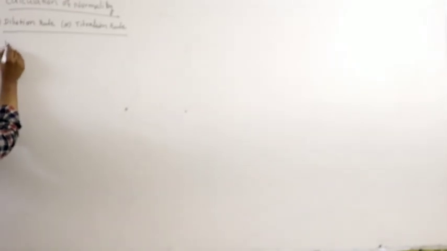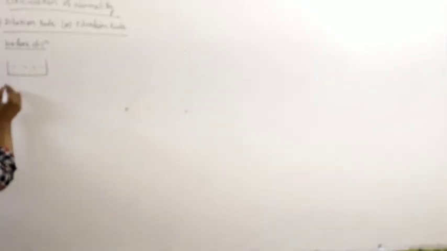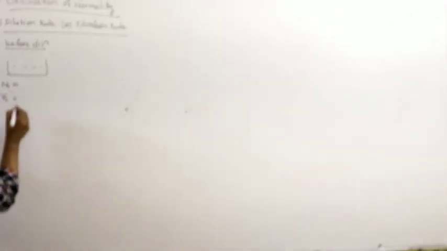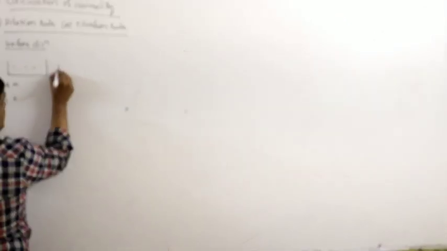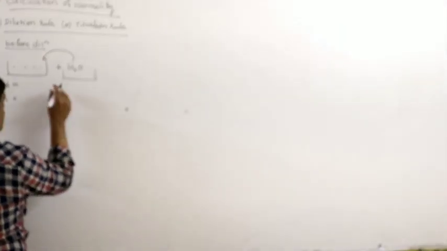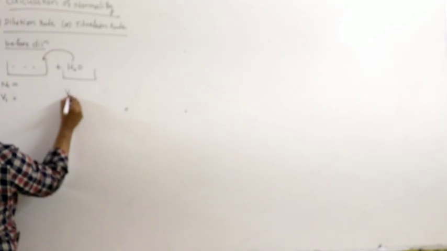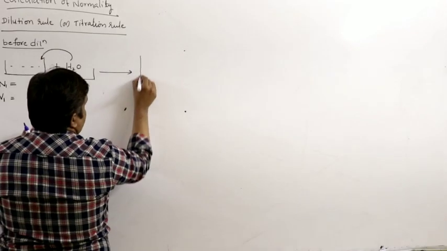So before dilution, some solution is given to you, right? Its initial normality, let us assume N1. Its initial volume, let us assume V1. Now to this, what is the meaning of dilution? We generally add solvent. So I am taking solvent as water. So dilution is nothing but addition of water. Let us assume this is the water you have added. So after dilution, what happens?